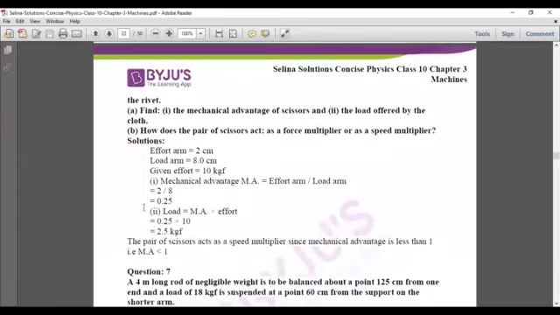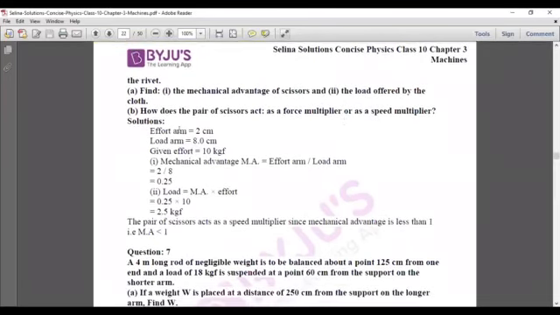In B part, we need to find how the pair of scissors acts as a force multiplier or as a speed multiplier. It will be understood by finding mechanical advantage and velocity ratio. So we know that effort arm is how much? 2 centimeter. Load arm is 8 centimeter. So the given effort is how much? 10 kgf. Rivet is nothing but the fulcrum point.